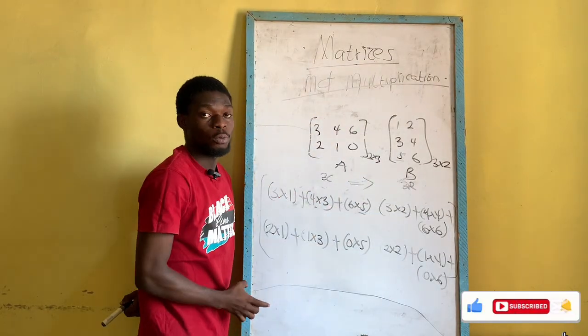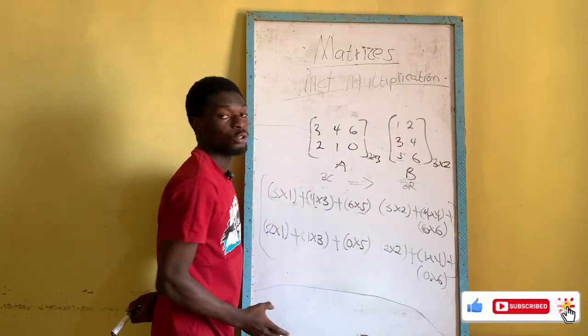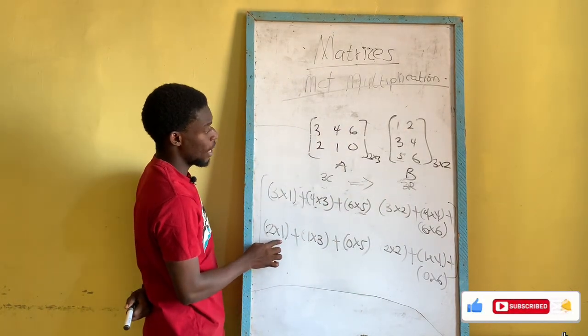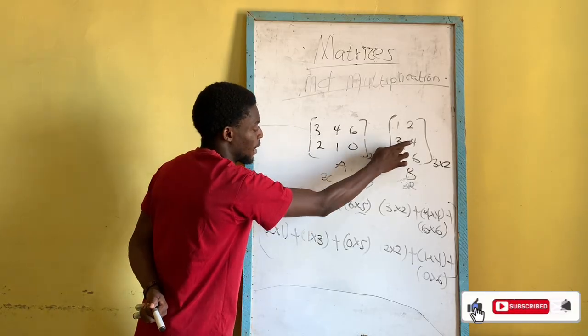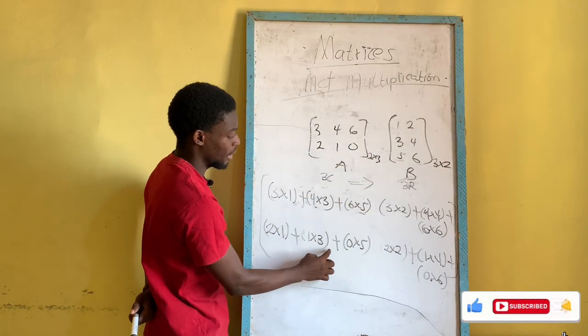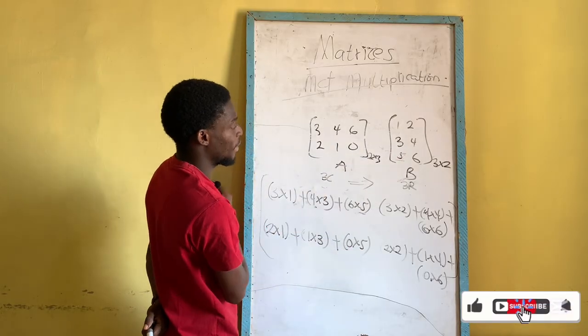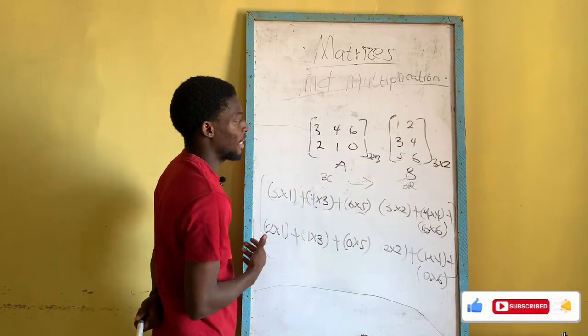By the columns. You take the row, you multiply by the column. So we have 2 here multiplied by 1, so 2 by 1. We have 1 here multiplied by 3, and 0 multiplied by 5. Then we move to the second element.